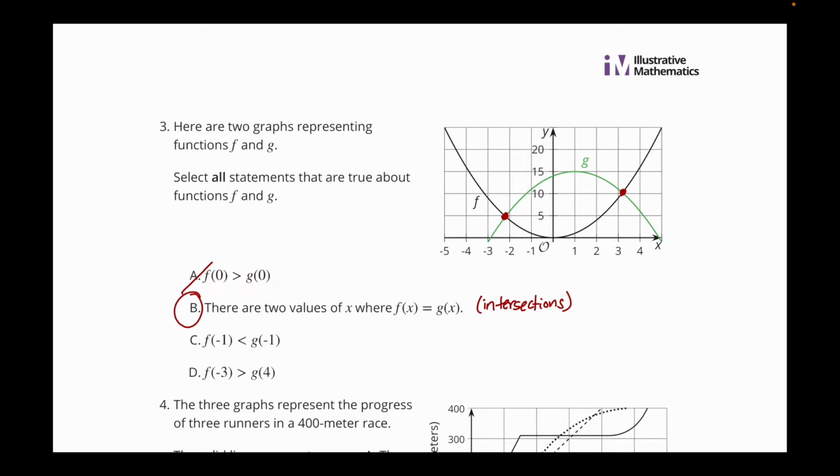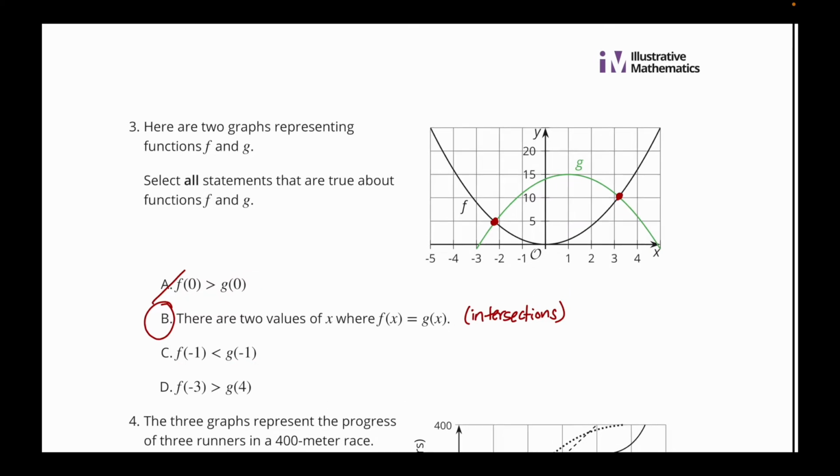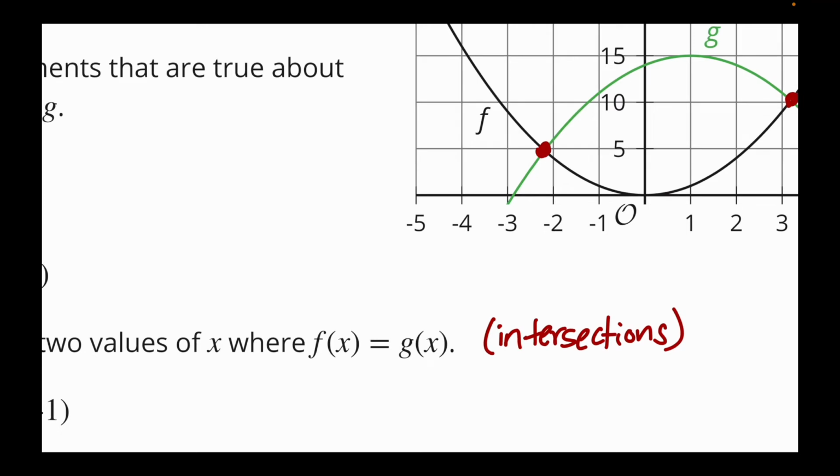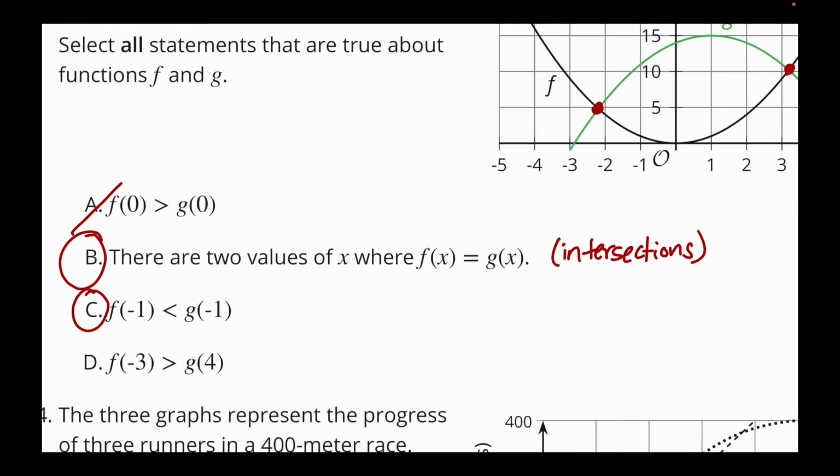All right, option C says f of -1 is less than g of -1. So we're going to go to -1 and find f, and then find g. It says f is lower. I would say that is true. So that is correct also.